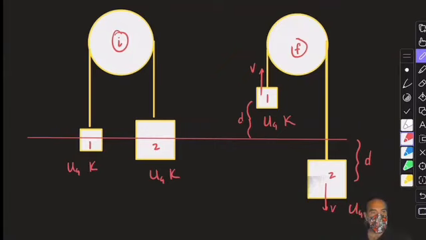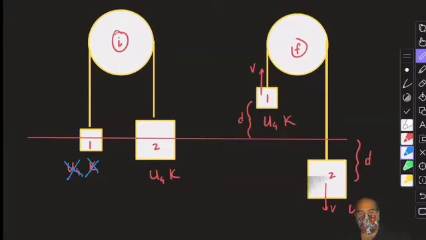Okay? So we're going to ask ourselves a question. Is box 1 at its lowest point in the initial stage? If it's at its lowest point in the initial stage, then it does not have gravitational potential energy. It's not above the reference level. Is box 1 moving in the initial state of the problem? If it's not moving, it doesn't have kinetic energy either. So box 1 has no energy initially.